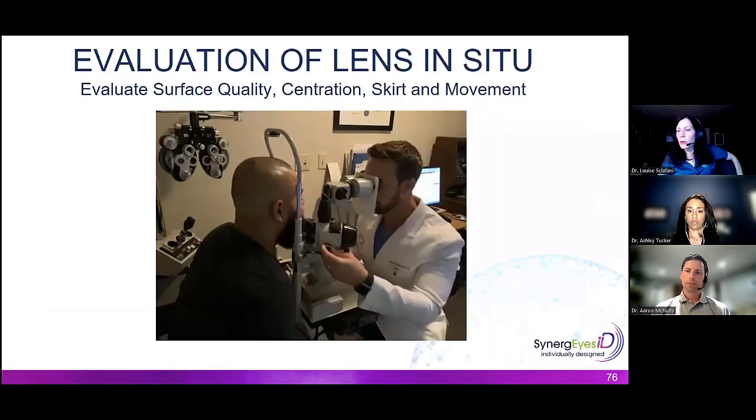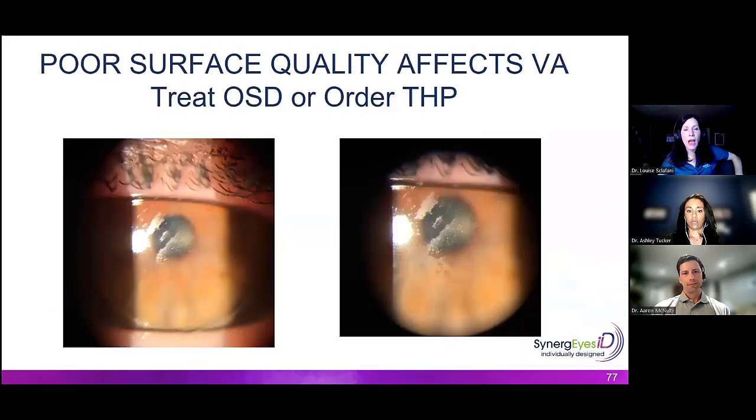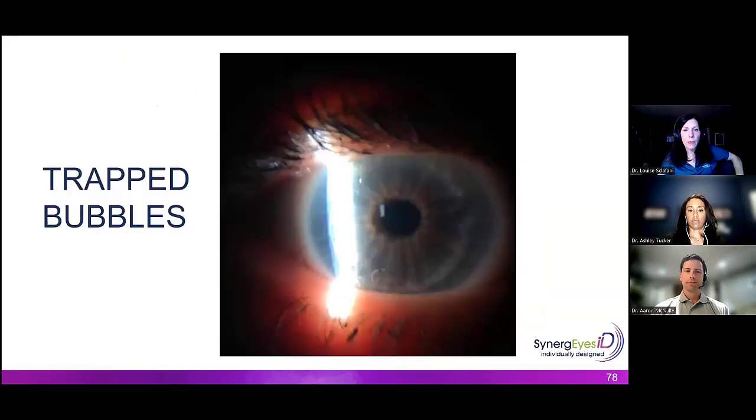Then, of course, we want to look at that lens in place. And again, centration is key for the vision. Obviously vision is most important, but for the patient, ocular health is most important to us, or it's probably equal. So we're going to look at the surface quality, the centration, the skirt, and the movement. Some of these patients, we have to remember, often have ocular disease, right? And so we want to make sure that we're managing their ocular disease while wearing these lenses. And we can add THP, and that might help with some of the surface quality.